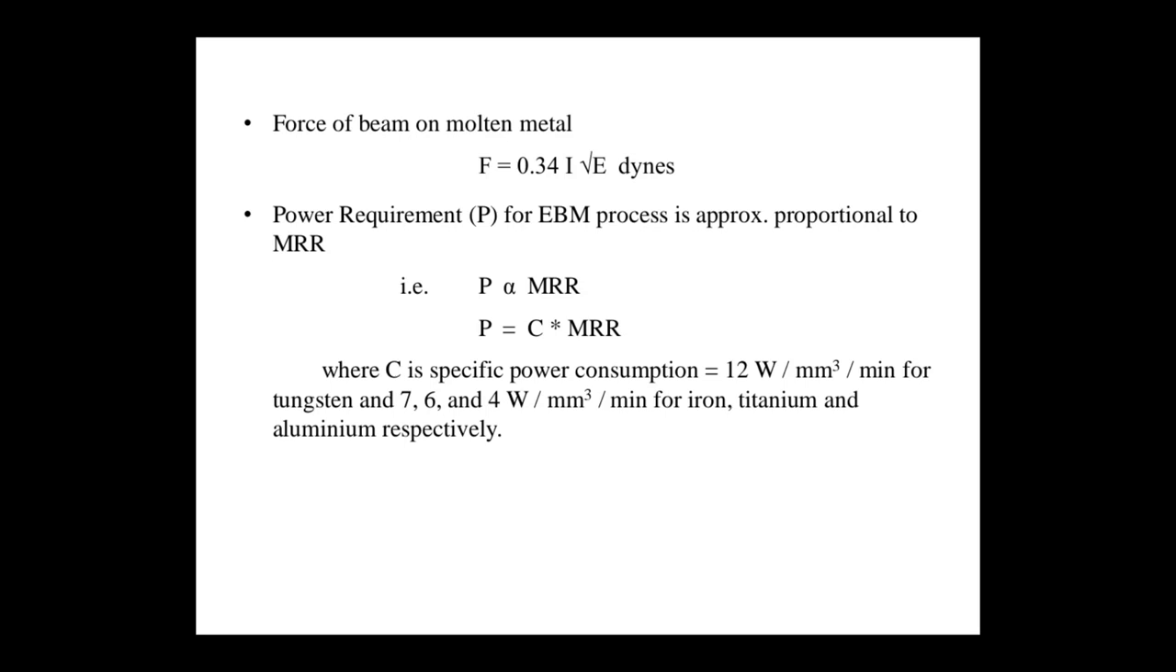After that, you can calculate the force of the beam on molten metal, then the power requirement for the E-beam process, which is approximately proportional to the MRR. So we get the formula P is equal to C into MRR, where C is the specific power consumption. You can take it as 12 watt per cubic mm per minute for tungsten, and 7, 6 and 4 for iron, titanium and aluminum respectively.